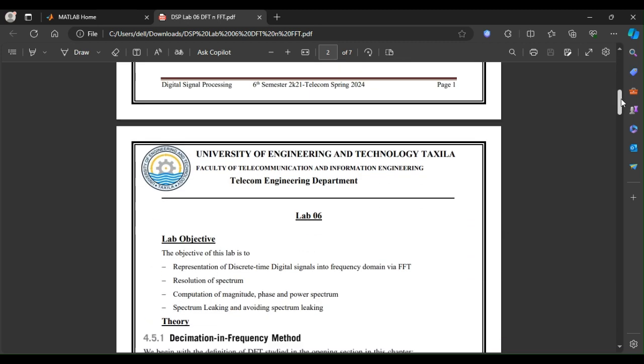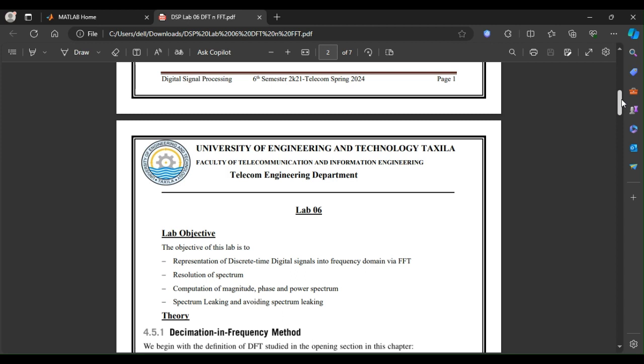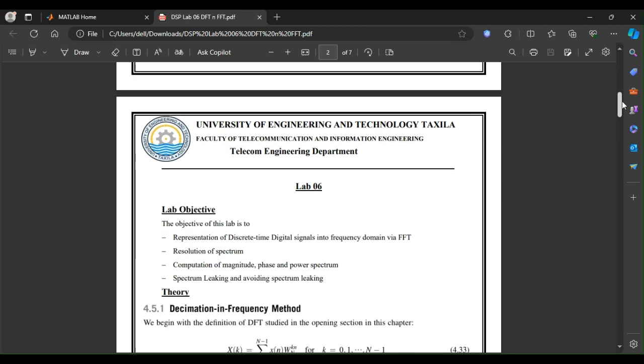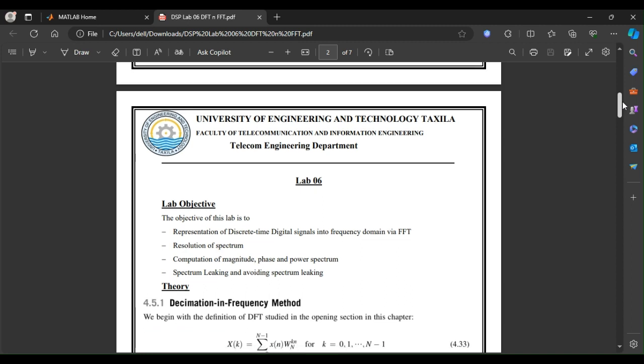Moving toward the lab objective of this lab, that is basically the representation of discrete time digital signals in the frequency domain via FFT, the resolution of spectrum, the computation of magnitude, phase and power spectrum, and then the spectrum leaking.